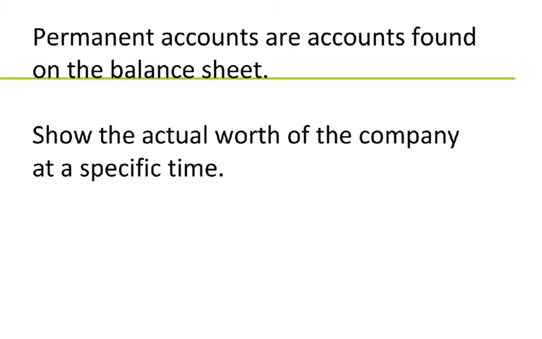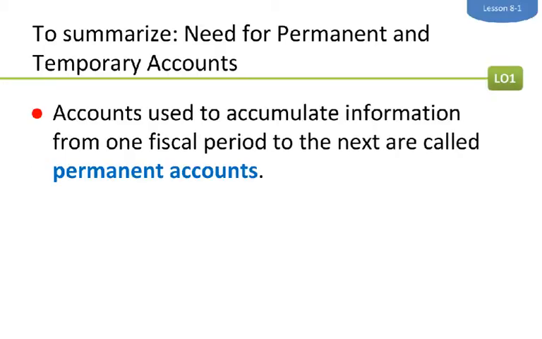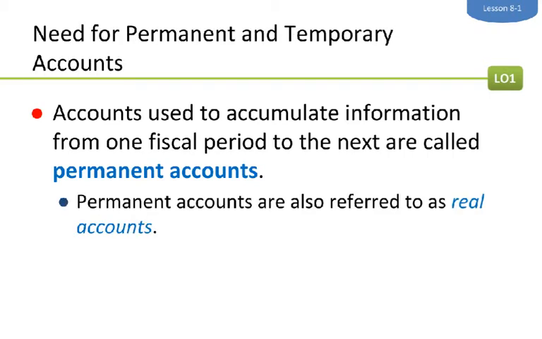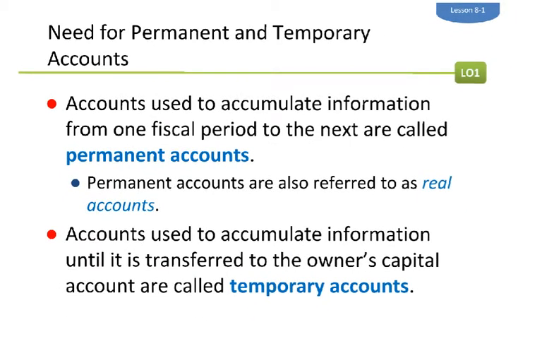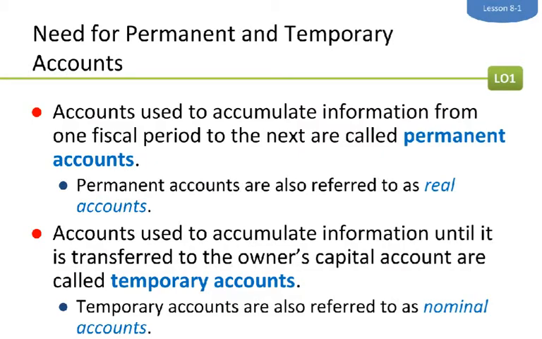To summarize the need for permanent and temporary accounts, accounts used to accumulate information or balances from one fiscal period to the next are your permanent accounts. Permanent accounts are also referred to as real accounts. Accounts used to accumulate information until it's transferred to the owner's capital account, again, are called temporary accounts. And temporary accounts are called nominal accounts.